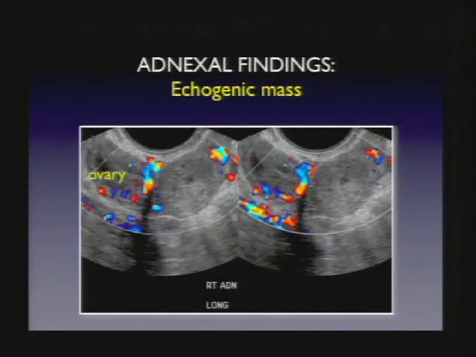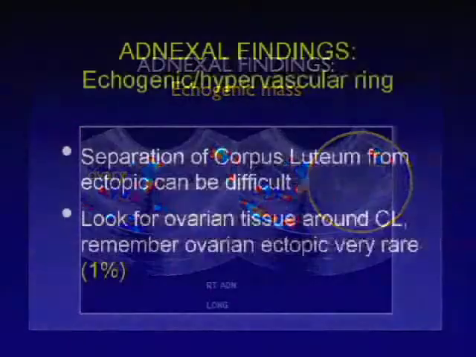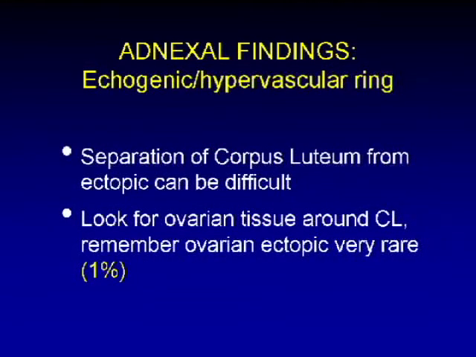Again, a patient with an ovary separate from an echogenic mass. Within the ovary, you can actually see the corpus luteum. Sometimes it's difficult to separate the corpus luteum from the ectopic pregnancy. So it's very important to actually look at the real-time images, and sometimes, if necessary, actually go in the room and obtain more images. If you see ovarian tissue around the echogenic ring, then you're almost certain that this is a corpus luteum within the ovary, because I want you to remember that it's very rare to actually have an ectopic pregnancy within the ovary.